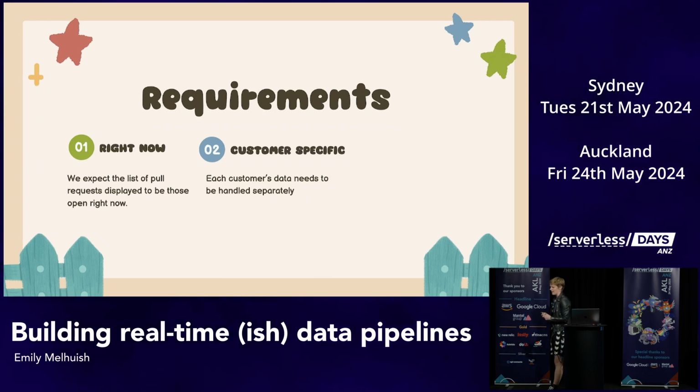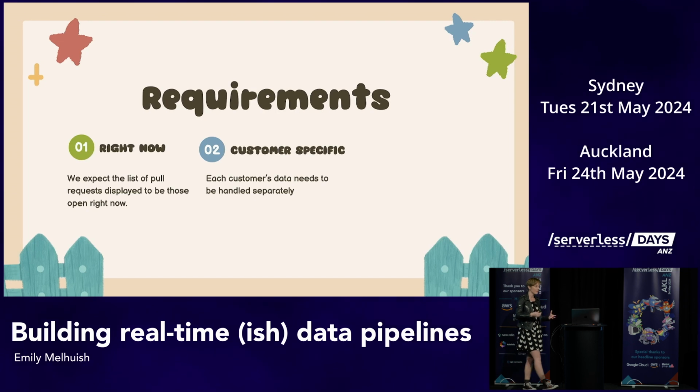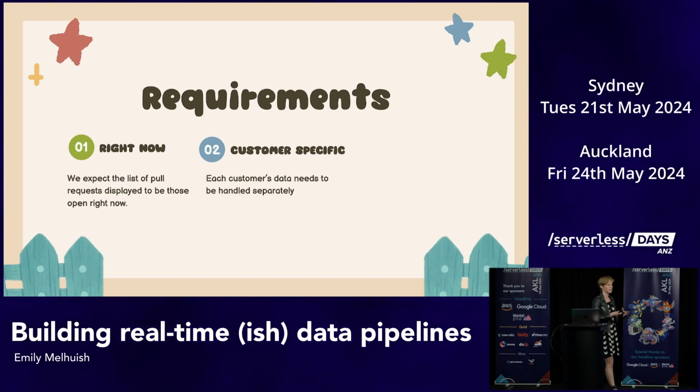Secondly, we are very careful about data privacy and security at Multitudes, so everything is very customer specific. Usually customers' data is processed separately, just so that we don't have any data leakages or anything like that, and we try to segregate it as much as possible. Also, obviously, we only want to be showing customers their pull requests, not someone else's.